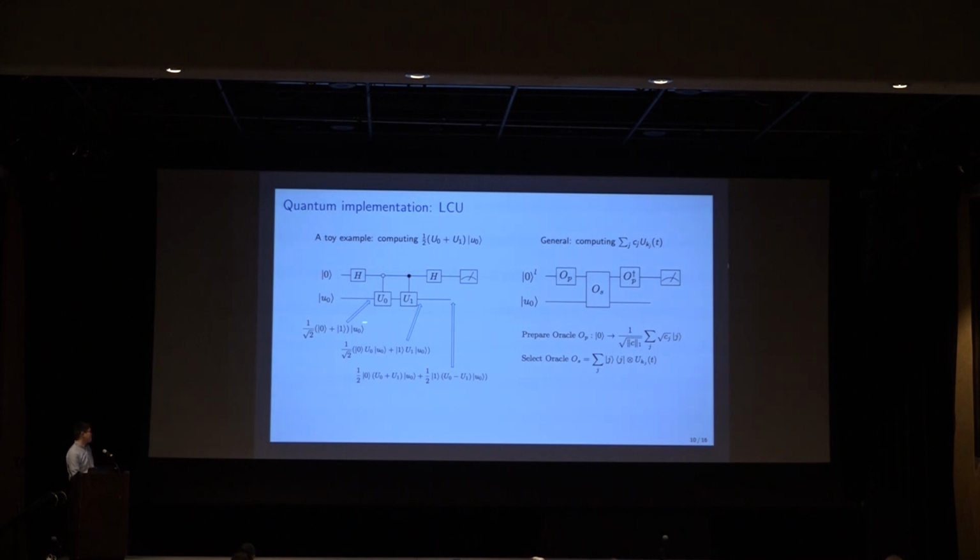So the final step would be, I will do some measurement, some post-selection, that is, measure my ancilla qubit. If I get 0, then I succeed, and the remaining part will be the state that I want. But if I get 1, then I just start over and do this again.